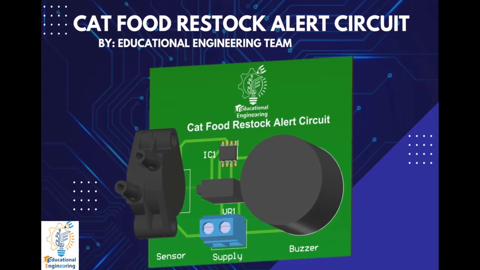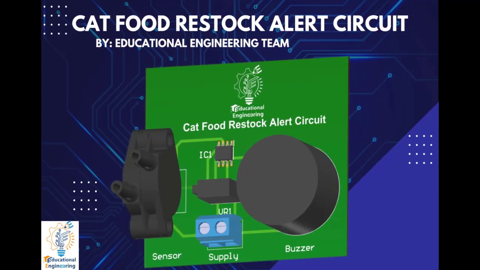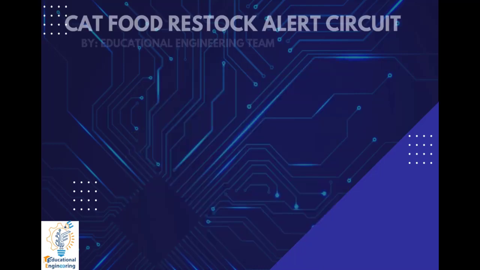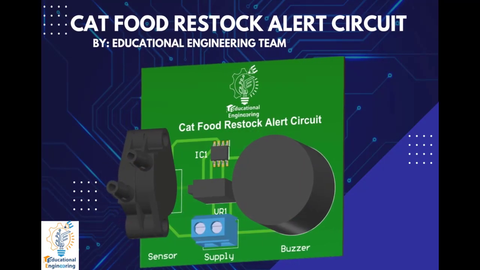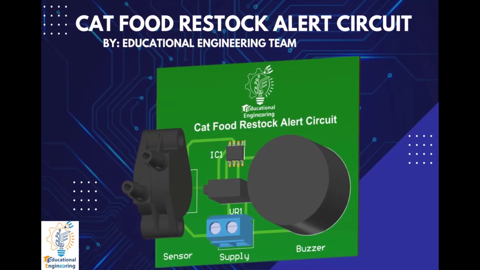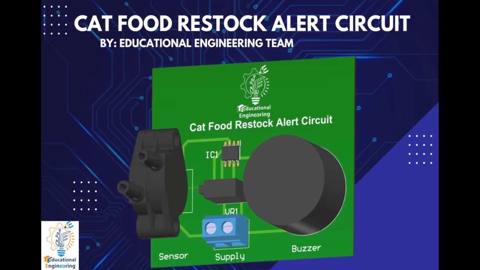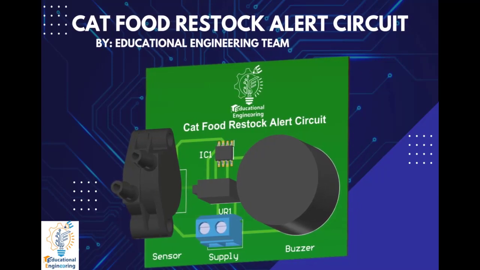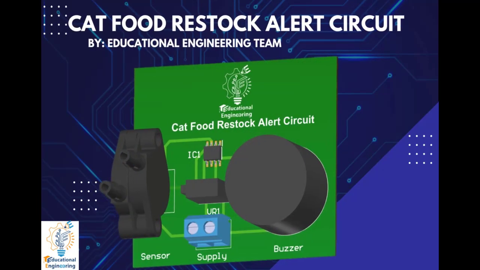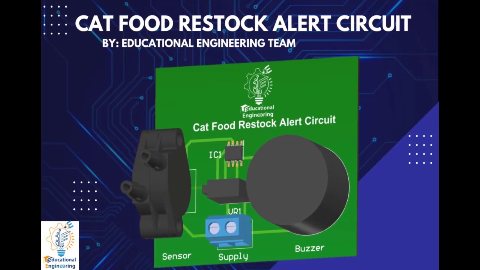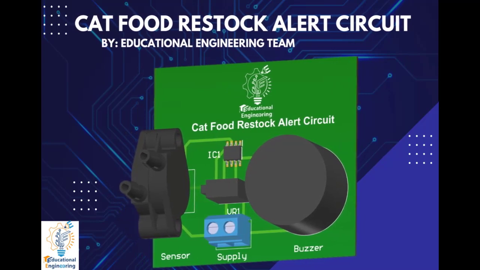Hi, and welcome again to another video. Today, we're gonna learn how to design a cat food restock alert using Altium Designer. So this board consists of few components suitable for quick projects to build. It includes only AD820R op-amp IC, a buzzer, a pressure sensor, and a supply.